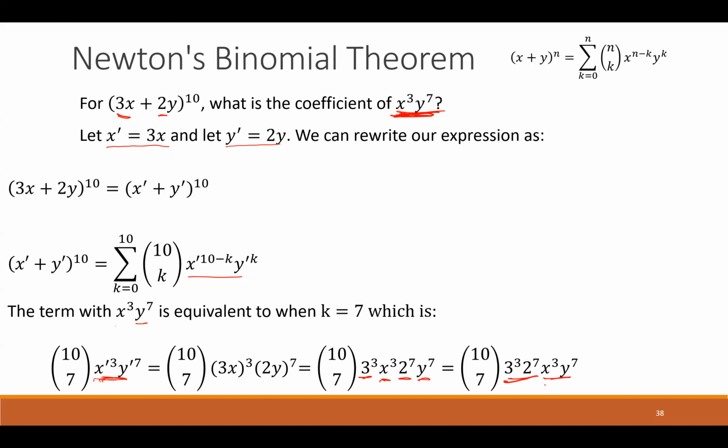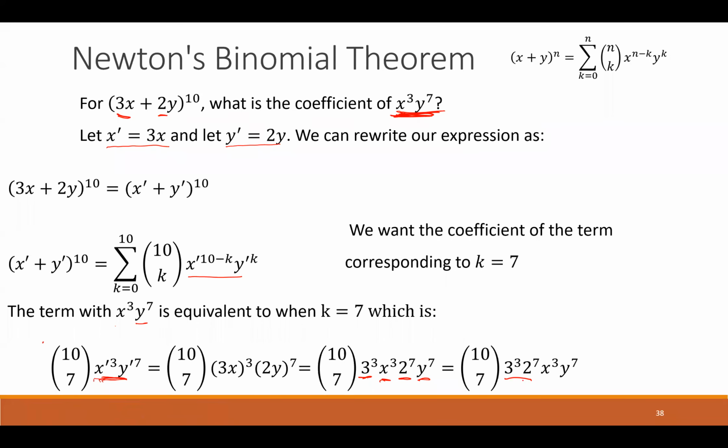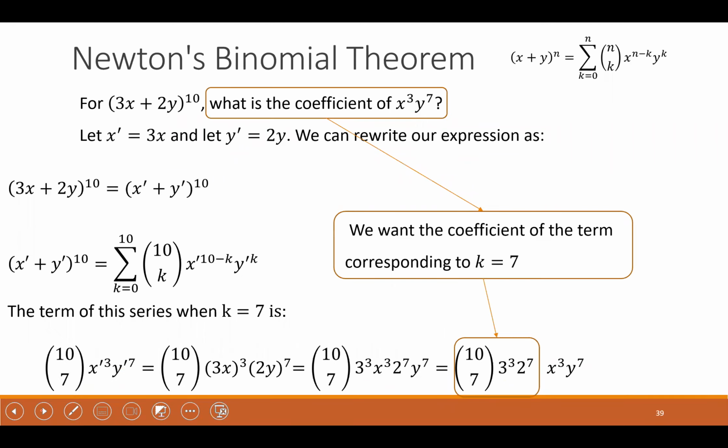Okay. So now what is my coefficient? Well, I actually have to factor in these constants as well. So my coefficient is now this entire thing. And this is my variable part, right? So the coefficient of x cubed y to the 7, we want the term corresponding to, from Newton's binomial theorem, when k is equal to 7. Then I have to take into account these constants. And yeah, this is my final answer.